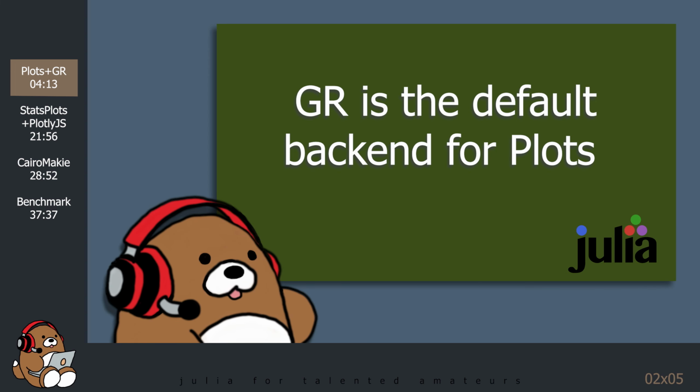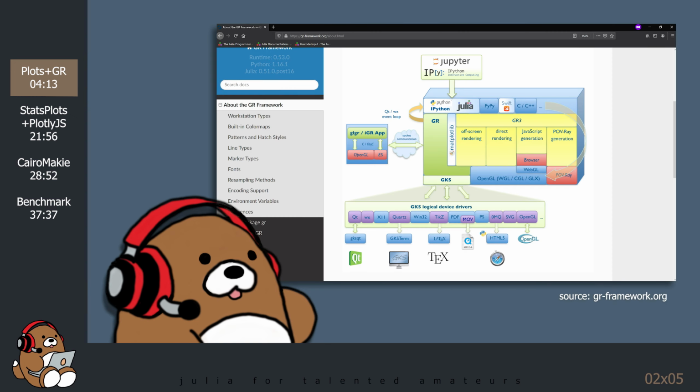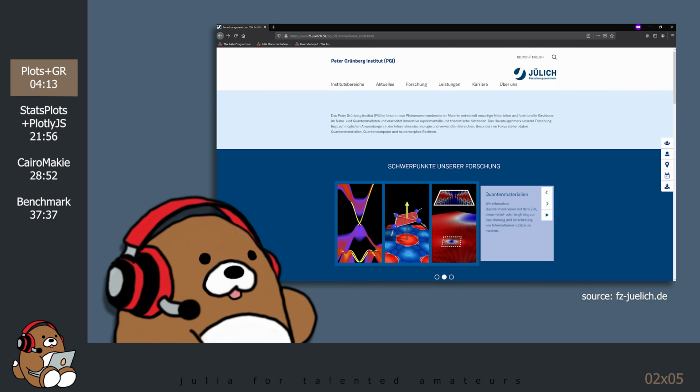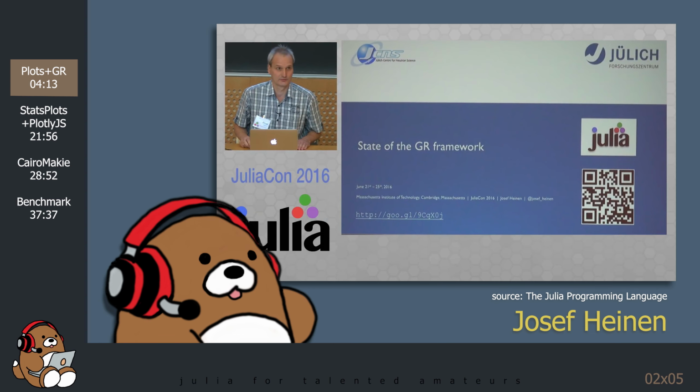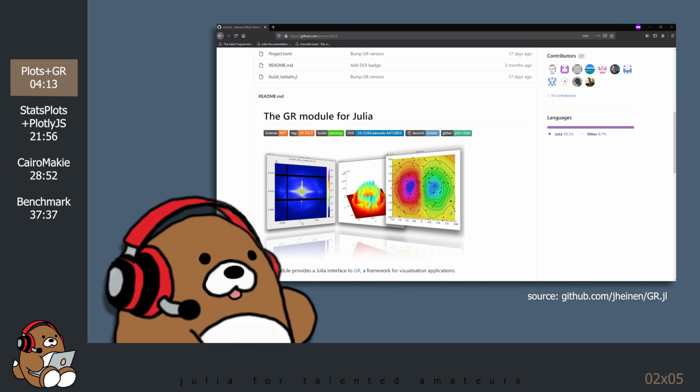Let's plot our data to see what the default plot looks like. We're going to be using the GR backend, which is the default backend to the Plots package. According to their website, GR is a universal framework for cross-platform visualization applications. GR was developed by the Scientific IT Systems Group at the Peter Grunberg Institute at, I'm not even going to attempt to pronounce this, which is one of the largest research centers in Germany. The main development of GR was done by Josef Heinen, who currently maintains the software. GR.jl is the Julia interface to GR.